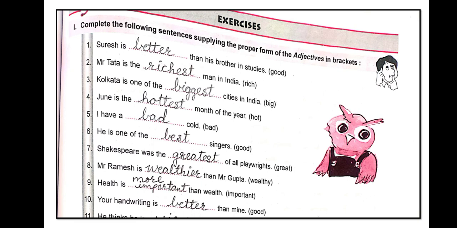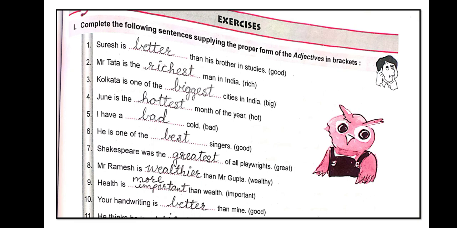Number 1, Suresh is better than his brother in studies. 2, Mr. Tata is the richest man in India. 3, Kolkata is one of the biggest cities in India. 4, June is the hottest month of the year. 5, I have a bad cold. 6, he is one of the best singers. 7, Shakespeare was the greatest of all playwrights.